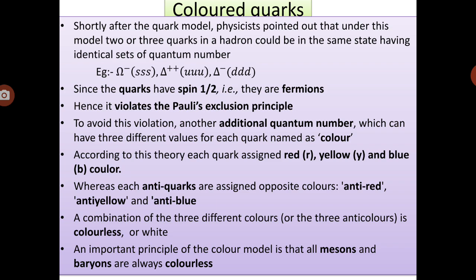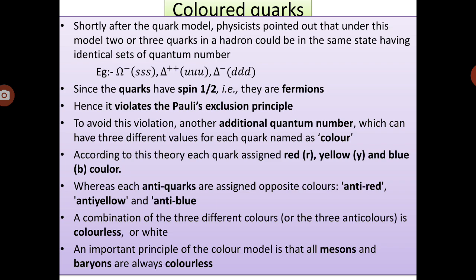Another important principle of the color model is that all mesons and baryons are always colorless. Basically, all the hadrons are colorless. So we can say the three quarks in a baryon are always of three different colors. Then only you will get a colorless combination. And in the case of mesons, the quark and anti-quark are of two opposite colors, so that mesons also get a colorless combination.